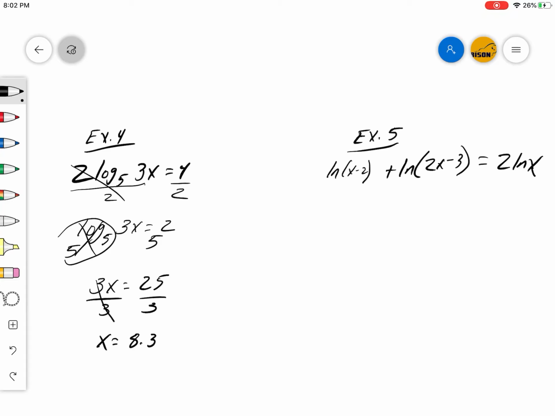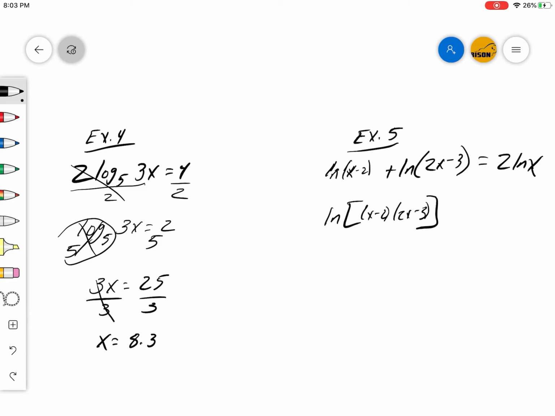You know the properties of logarithms, when you have 2 logs added together, the things inside them are multiplied. So what I have is the natural log of x minus 2, let me put it in big brackets, times 2x minus 3. That looks bad. Let me start over. Oh, crap. Now I erased half of this. All right, so I've got the natural log of x minus 2 times 2x minus 3.